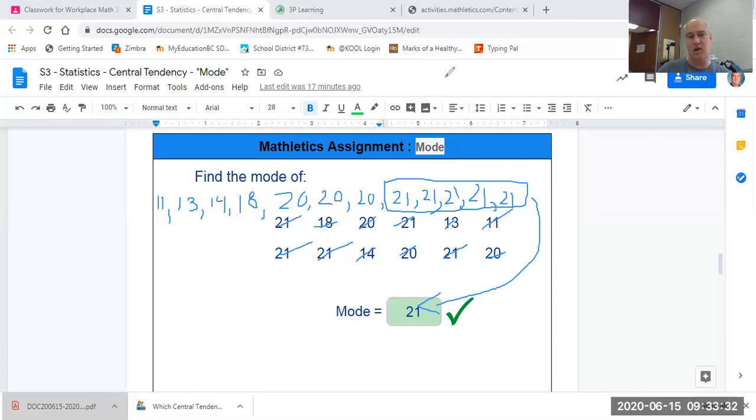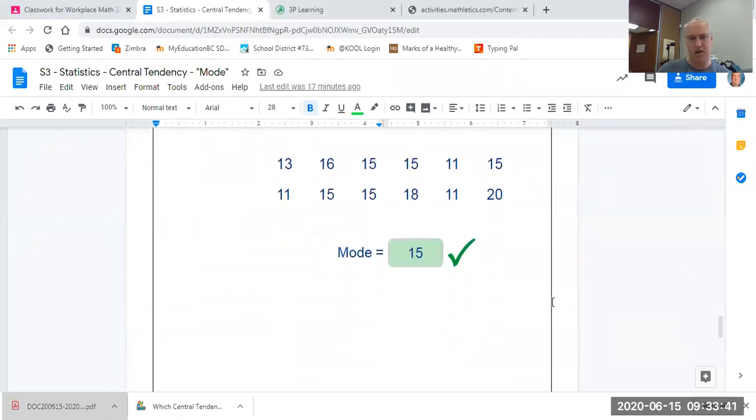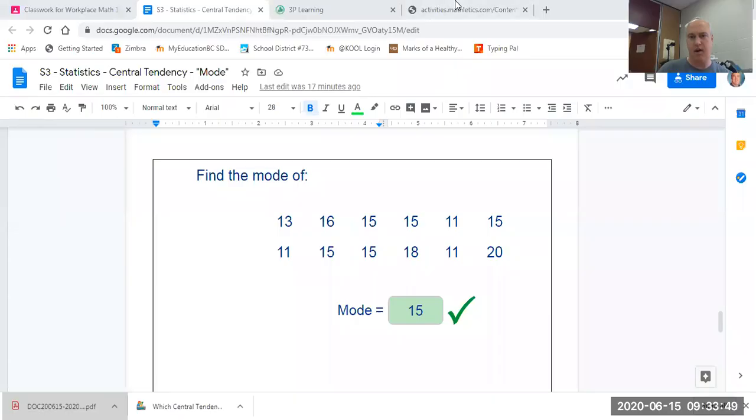So let's just take a look again at the next question. We'll do a couple more just so you can see how this looks. So let's take a look at this one here. Once again, if I'm organizing this and trying to find the mode, I would put down number 11 is the first, and I actually have 3 occurrences of that.